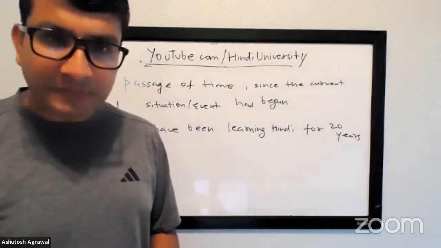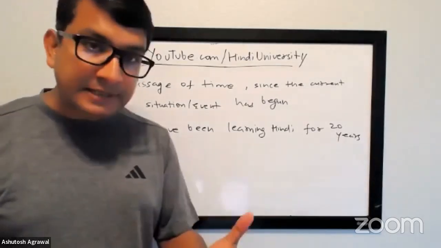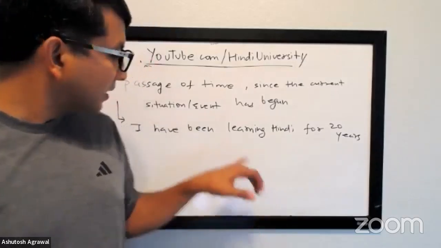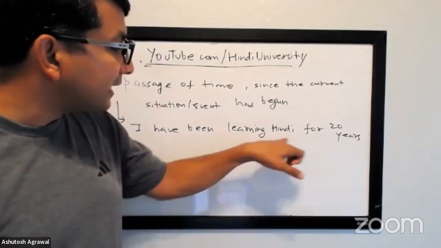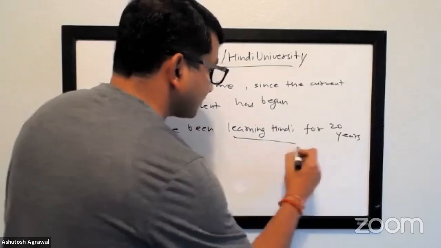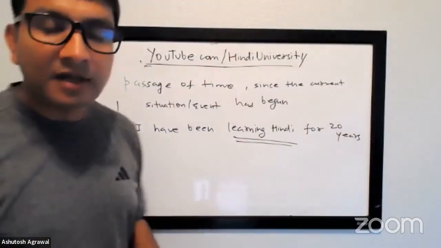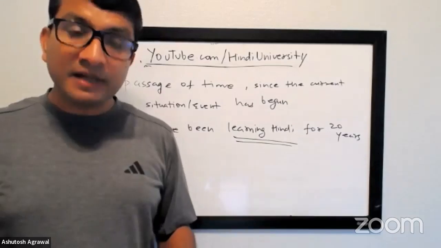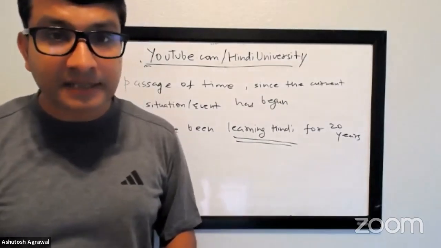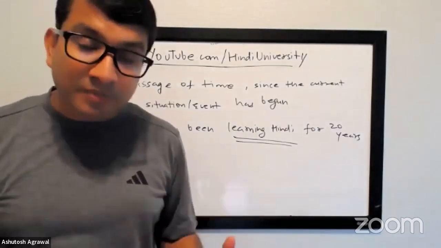Whenever you have something like this, you have a base sentence that you will write. But learning Hindi, it's basically an adverb there. I've been living here, so been living there, that part is basically your adverb there.